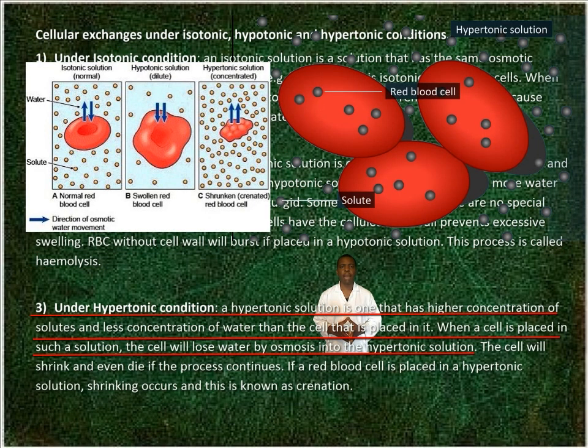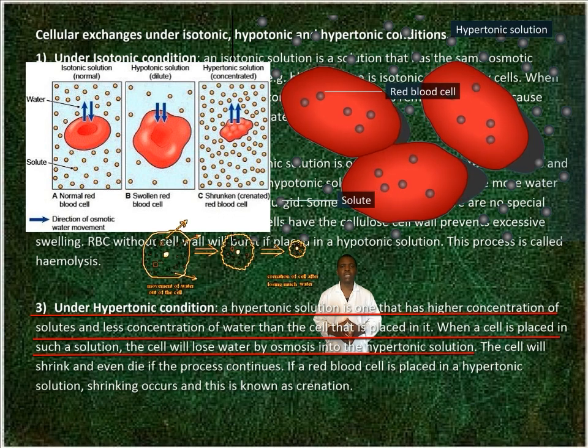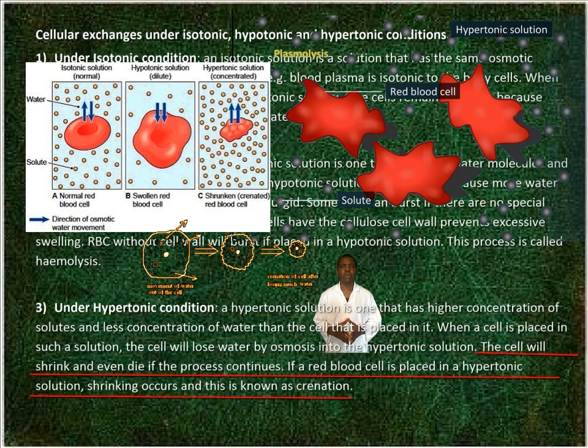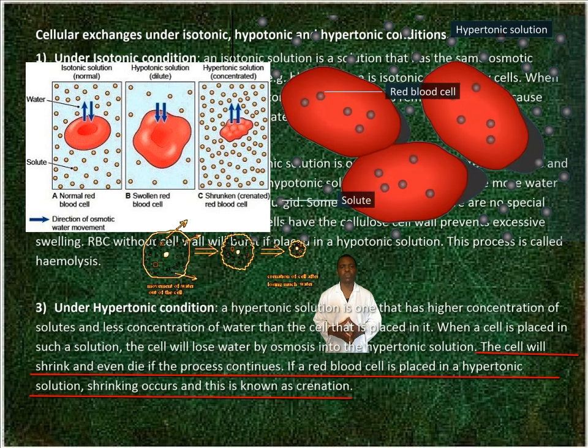3. Under hypertonic condition. A hypertonic solution is one that has higher concentration of solutes and less concentration of water than the cell that is placed in it. When a cell is placed in such a solution, the cell will lose water by osmosis into the hypertonic solution. The cell will shrink and even die if the process continues.